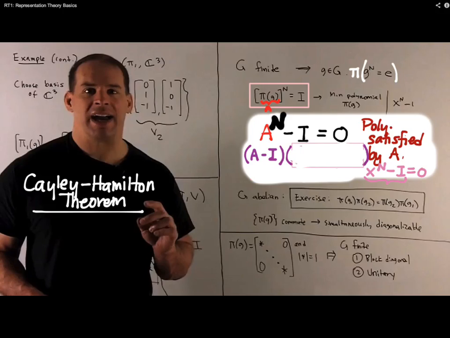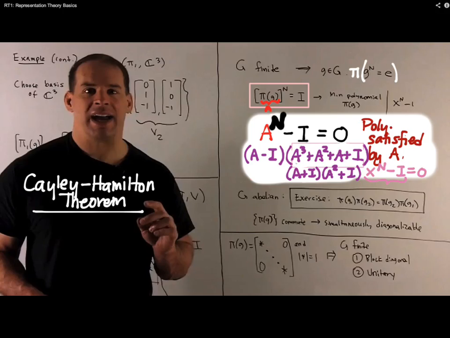If n equals 4, then what I would have in my other factor would be a cubed plus a squared plus a plus I. And it turns out that that's not irreducible. It factors into something like a plus I times a squared plus I, or something like that. Yeah, I think that's right.